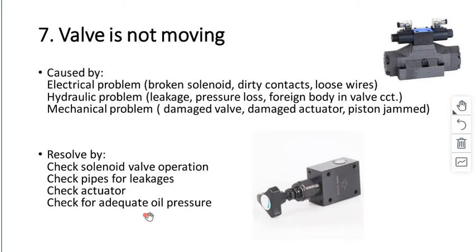What else? Check pipes for leakages. If maybe the pressure buildup isn't there, the oil doesn't go to the valve, then check the actuator itself. Check the valve, and you can take them apart, and you can very often tell quite a lot about whether there's a problem or not. It might just be a seal or something else which is broken.